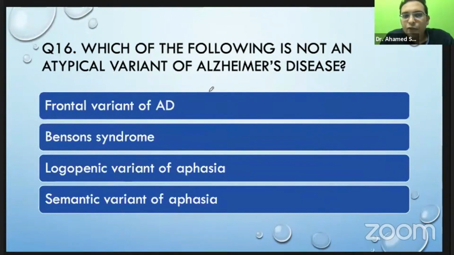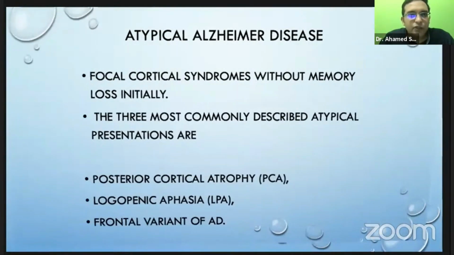And logopenic variant of aphasia. Previously, this progressive variant of aphasia was put under frontotemporal dementia. But now, because the pathology is Alzheimer's pathology, it is regrouped as an Alzheimer's variant, and not as a frontotemporal variant. The semantic variant of PPA, primary progressive aphasia, and the non-fluent variety are part of FTD, that is frontotemporal dementia. So the answer, which is not an atypical variant of AD, is the semantic variant of aphasia. These are the atypical variants.